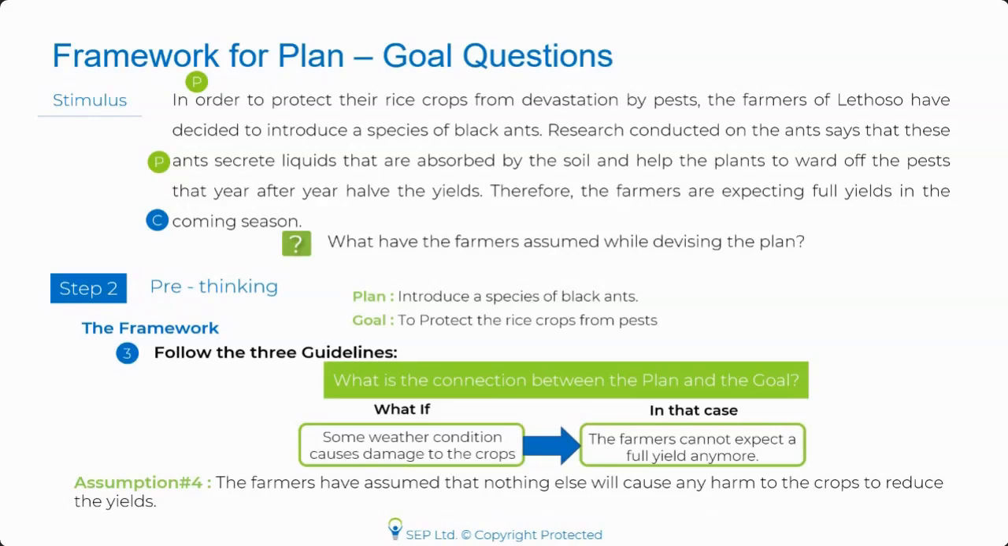Were you able to follow the framework? You can answer me in the chat, guys. How did you find the framework? All right.